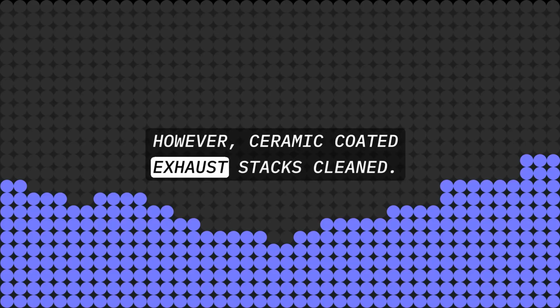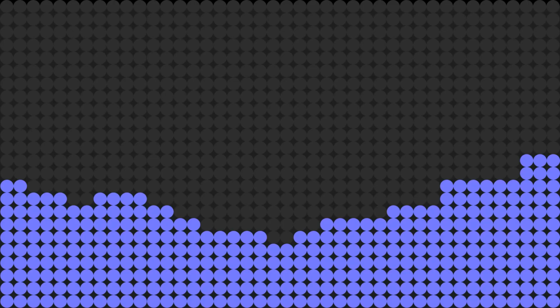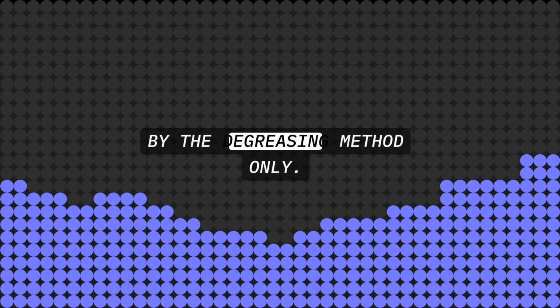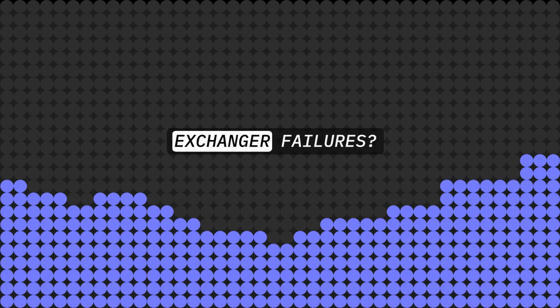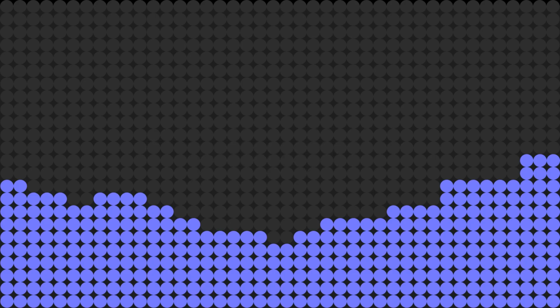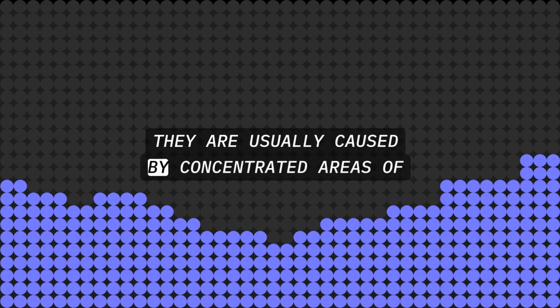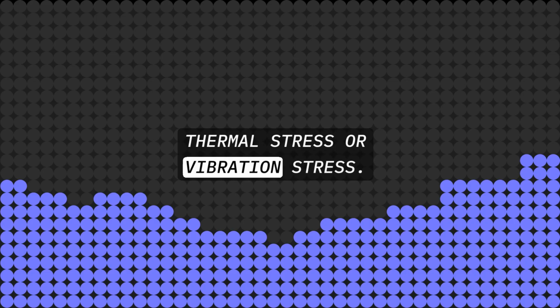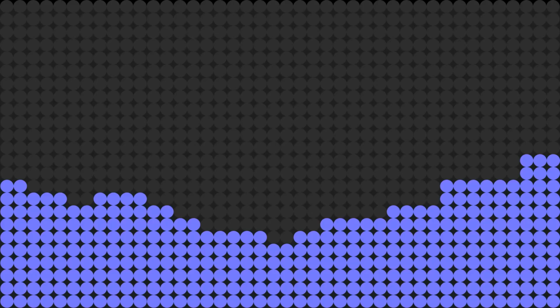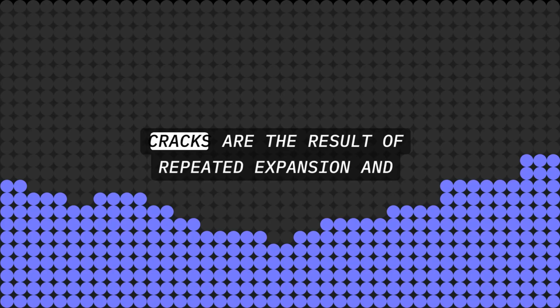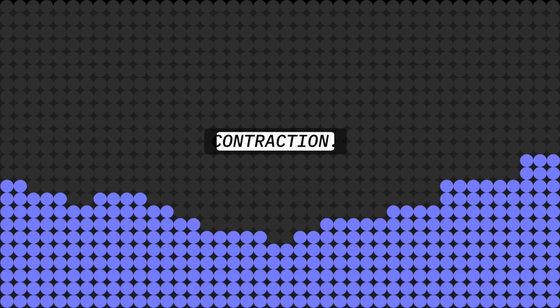How are ceramic-coated exhaust stacks cleaned? By the degreasing method only. What is the usual cause of muffler and heat exchanger failures? They are usually caused by concentrated areas of thermal stress or vibration stress. What is the most common form of damage in exhaust systems? Cracks, which are the result of repeated expansion and contraction.